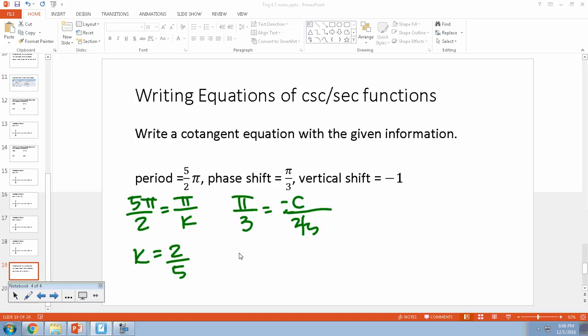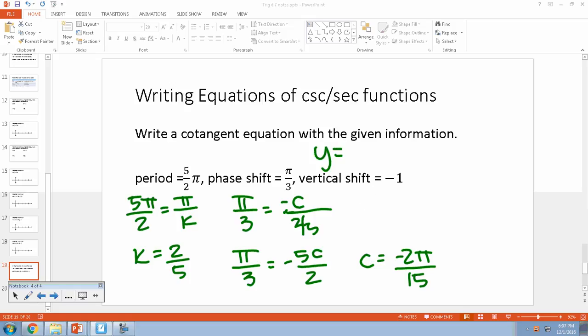Remember, you can flip that, so pi over 3 equals negative 5c over 2. When you cross multiply, c is going to equal negative 2 pi over 15. Then when we plug all of this in, your y equals, you don't know if it's positive or negative cotangent, of 2/5 theta minus 2 pi over 15. And that's done.